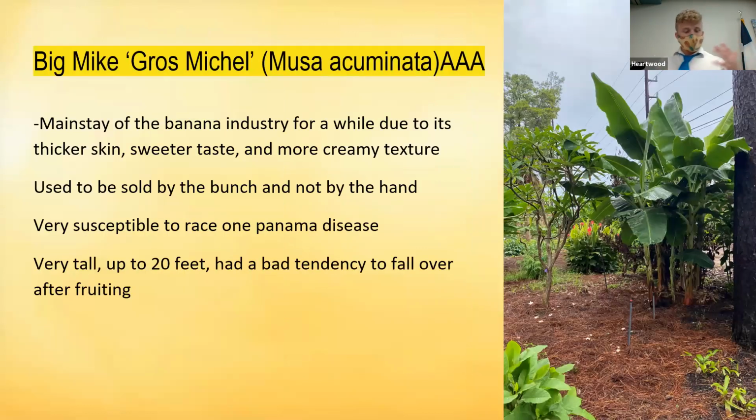Next is the Big Mike, and the best for last. It's also known more popularly as the Gros Michel. It was extremely popular before the 1950s, 1960s. It was very sweet. It had a much thicker skin and was creamier than the Cavendish, which is the yellow banana you know today. Ultimately, it failed due to its susceptibility to race 1 Panama disease. And it also had a tendency to fall over when it bore fruit.